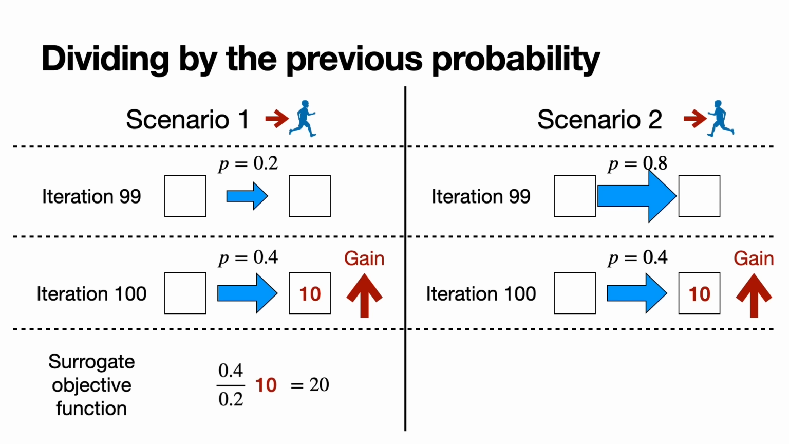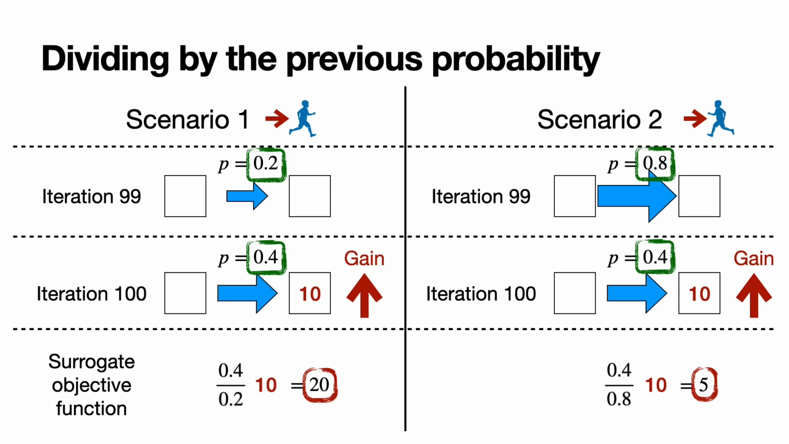Notice that on the right, we can do the same thing. We take the 0.4 divided by the 0.8, multiplied by the gain, and get 5. So the reason this 20 is big is because we divide the 0.4 by a small number, the 0.2. The smaller the probability is at iteration 99, the higher the surrogate objective function is. Now notice that this is 5, a small number. Why is it a small number? Because now we divide by a big number, which is 0.8.